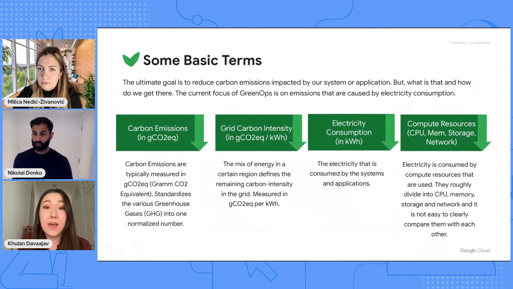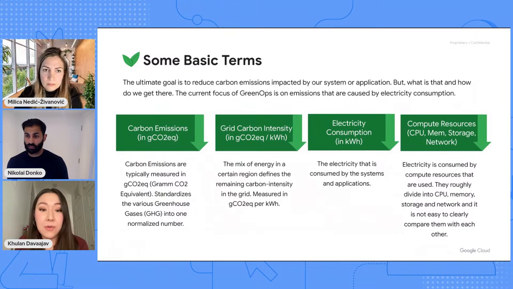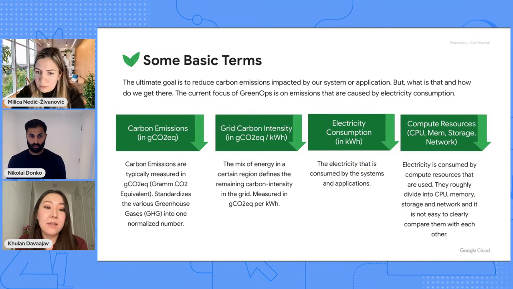So, some basic terms. Let's talk a bit more in detail about the measures and units of carbon emissions. The final number that we want to reduce is carbon emissions, which is commonly measured in grams of carbon dioxide equivalent, according to the Greenhouse Gas Protocol. The equivalent aspect is due to the fact that there are many gases that impact the climate, and all of them have individually strong effects. This is why other gases are recalculated into their equivalent impact in CO2. Generally, this can also include water vapor, methane, nitrous oxide, and more.